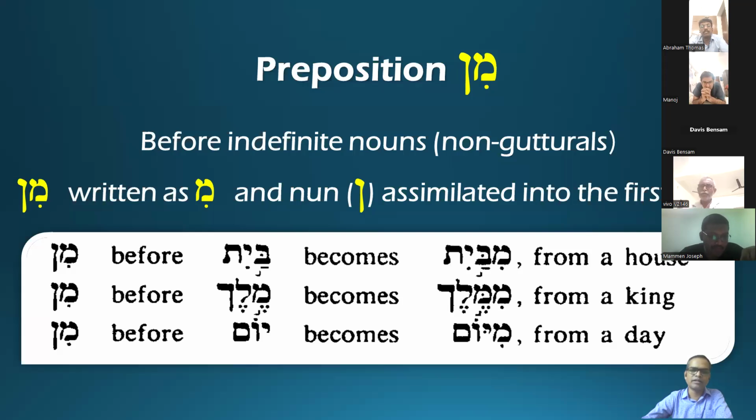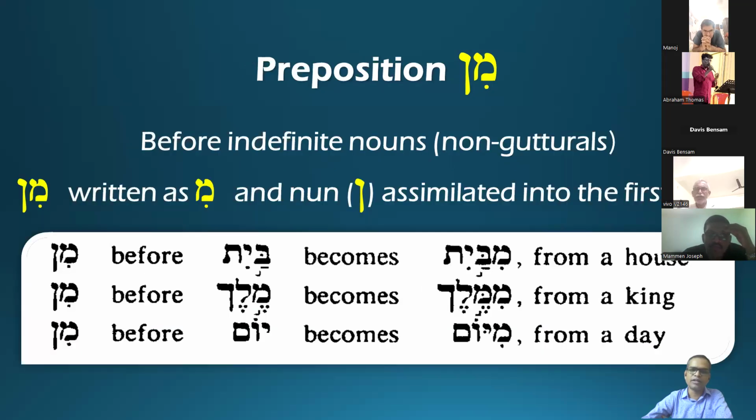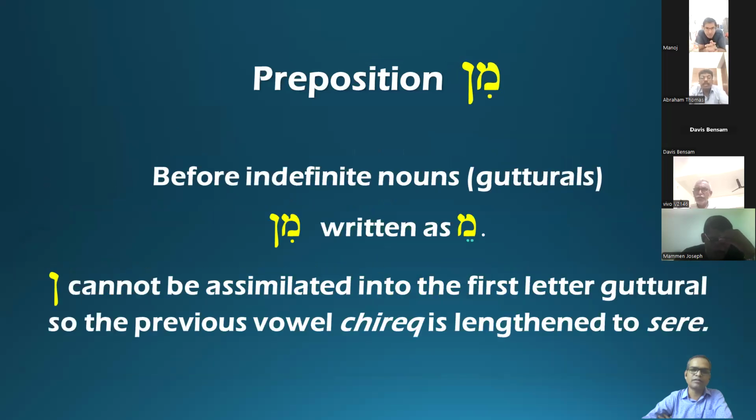Second example, melek, mimelek. So mem is there, hirak is there, which is part of the preposition min, and nun is assimilated into the initial consonant in the form of dagesh forte. Mimelek, from a king. The previous one was definite, from the earth. But here you see from a king, from a house, from a day. So this is to do with the presence of min before an indefinite noun whose initial consonant is a non-guttural.